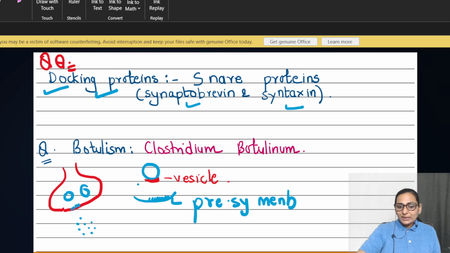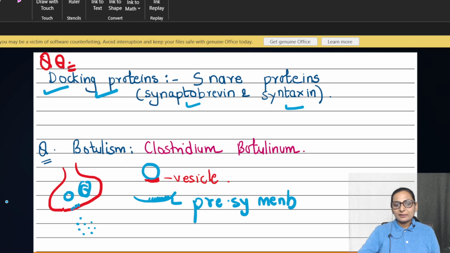When the appropriate docking protein in the vesicle binds to the appropriate docking protein on the presynaptic membrane, only then can there be release of acetylcholine by exocytosis, right? So a very important clinical association, which you might have studied or will study in micro: a patient comes with a history of food poisoning, immediately after having a meal from some roadside, or went outside and had a meal, there were loose motions and ultimately developed flaccid paralysis.